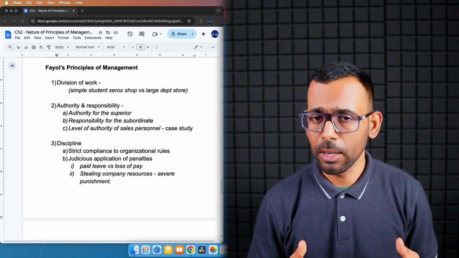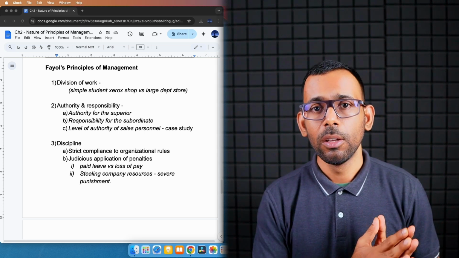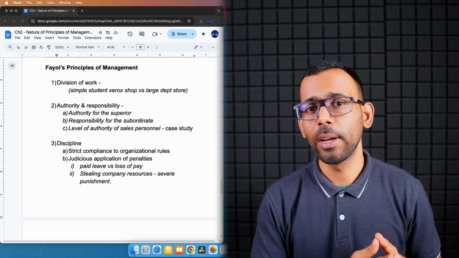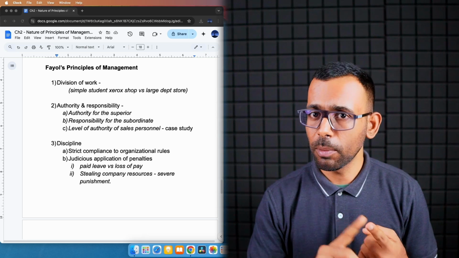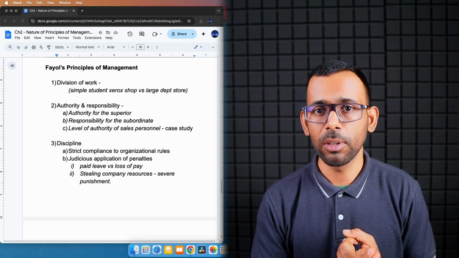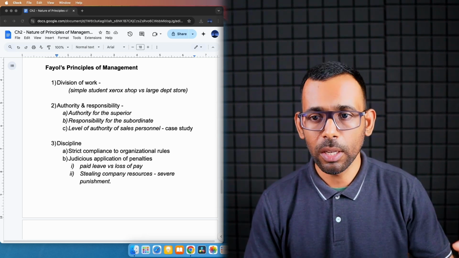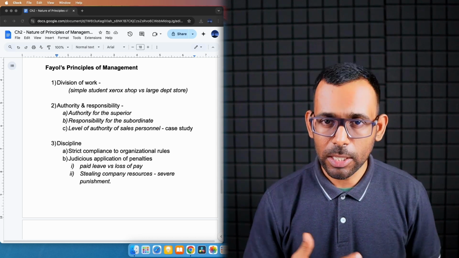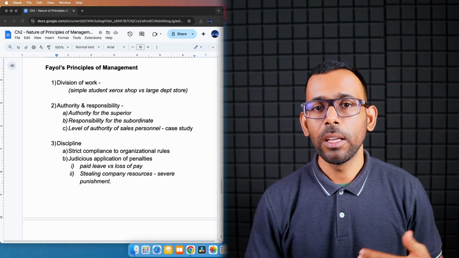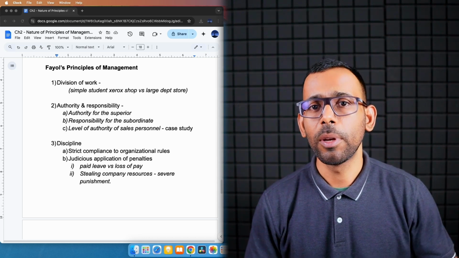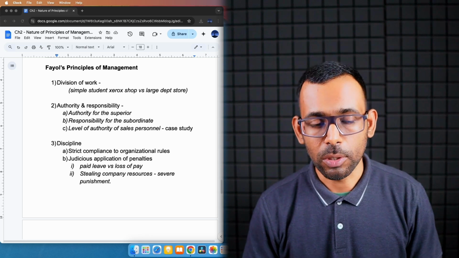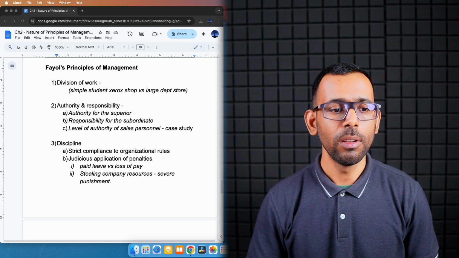If a person manages multiple portfolios inside the same organization, one thing is it becomes extremely difficult to replace that person because that person is too skilled. And the second thing is there is a higher chance of many mismanagements happening inside that job position. So that is the first principle, division of work.